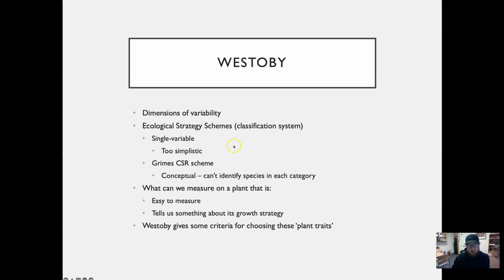So he talks a little bit about Grime's theory, or way of categorizing plants into either a competitor, a stress tolerator, or a ruderal species, which did a lot to move us forward in ecology, but that's like putting all of the plants in three categories. So we can do better is Westoby's idea, or at least his motivation for looking into this leaf mass area trait a little bit more.